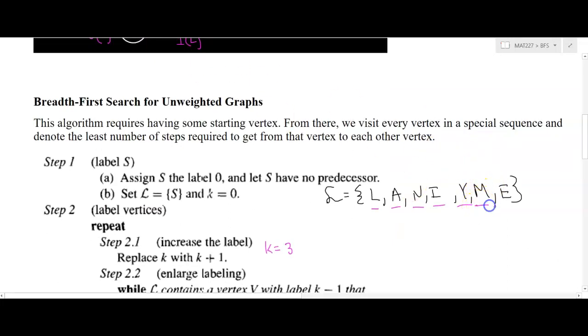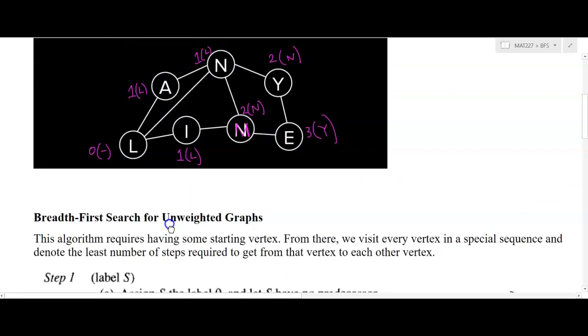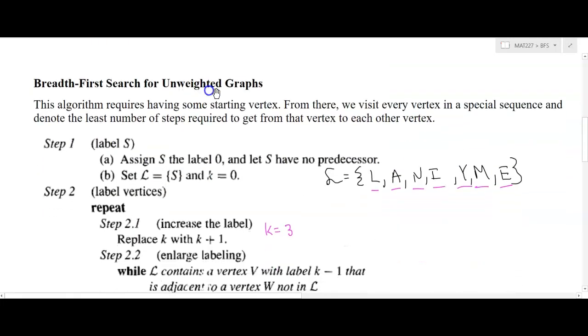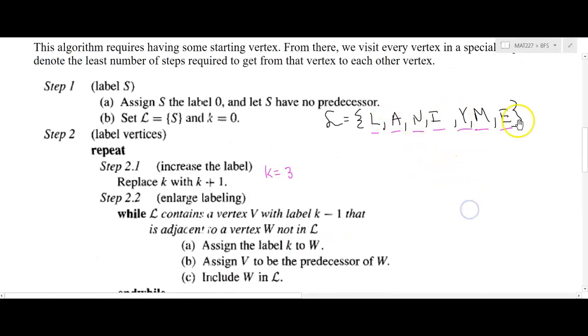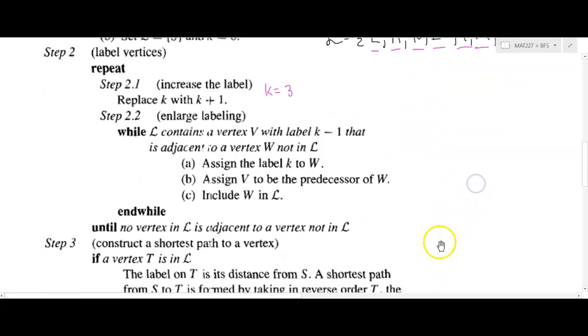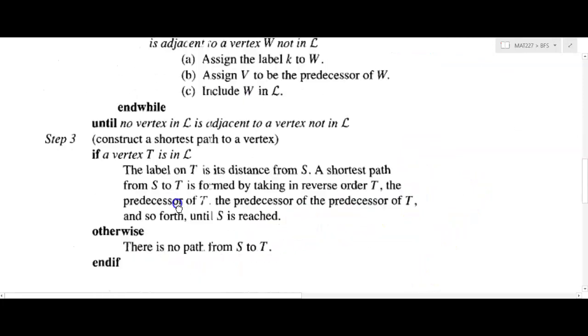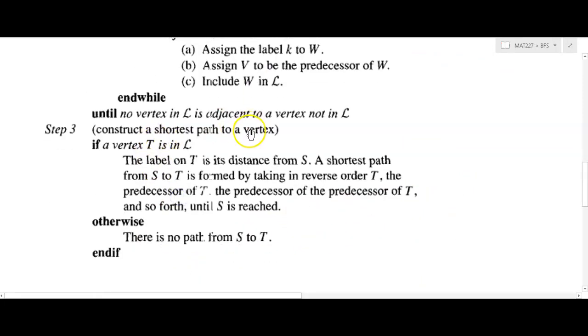So we're done with M, we're done with E. There are no other vertices to visit. We see that we have now officially, there's no vertex in L that's adjacent to a vertex not in L. This is the whole set of vertices in the graph. Step 3 is to construct a shortest path to a vertex.